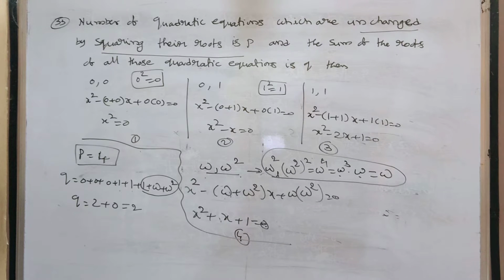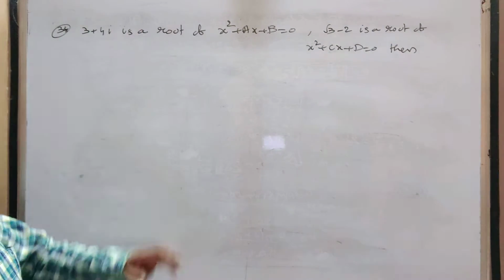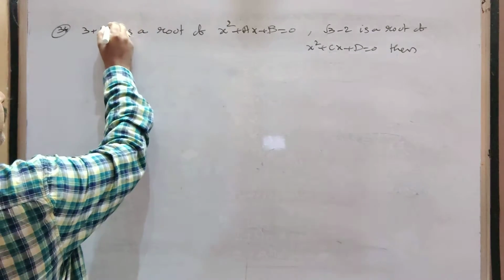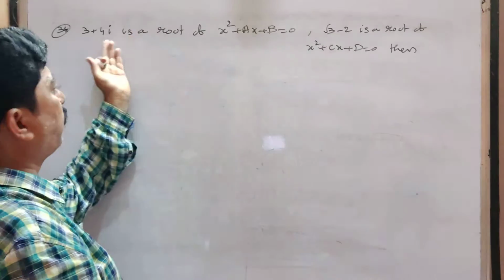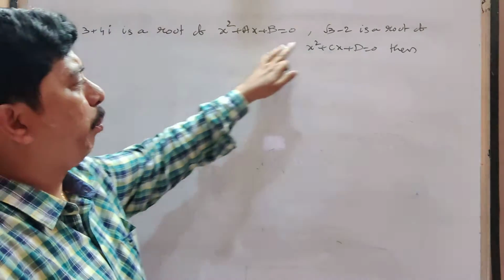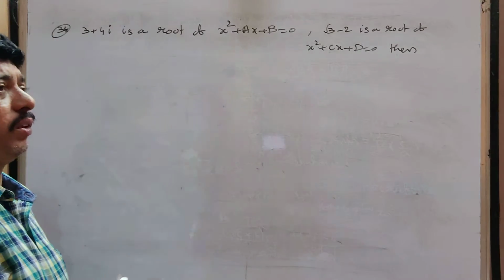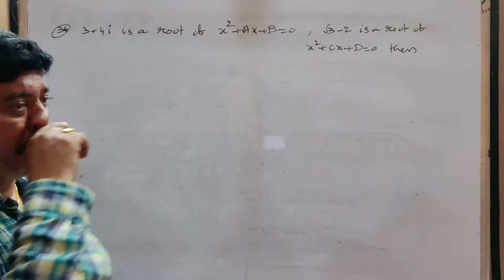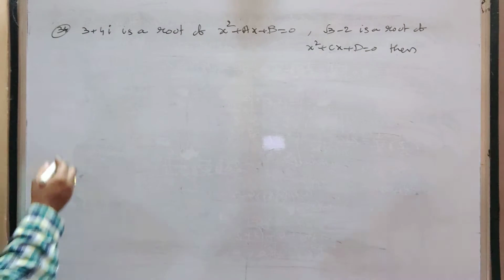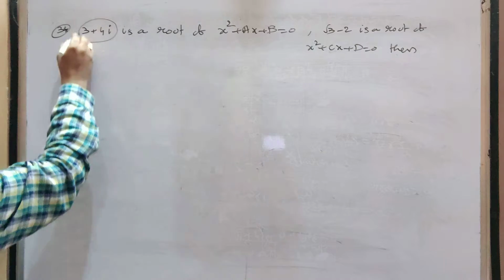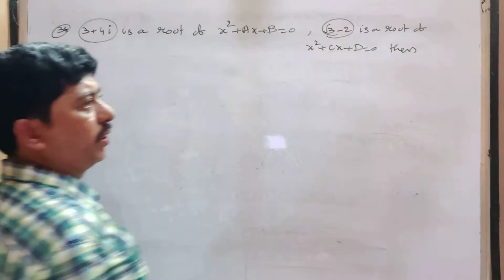Come to the next question. See the next question. 3 plus 4i is the root of this equation is given. Minus 2 plus 2, 3 is the root of the second equation they are given. Then you have to find the relation between A, B, C, D they ask you. By using this root, you have to find one quadratic equation.